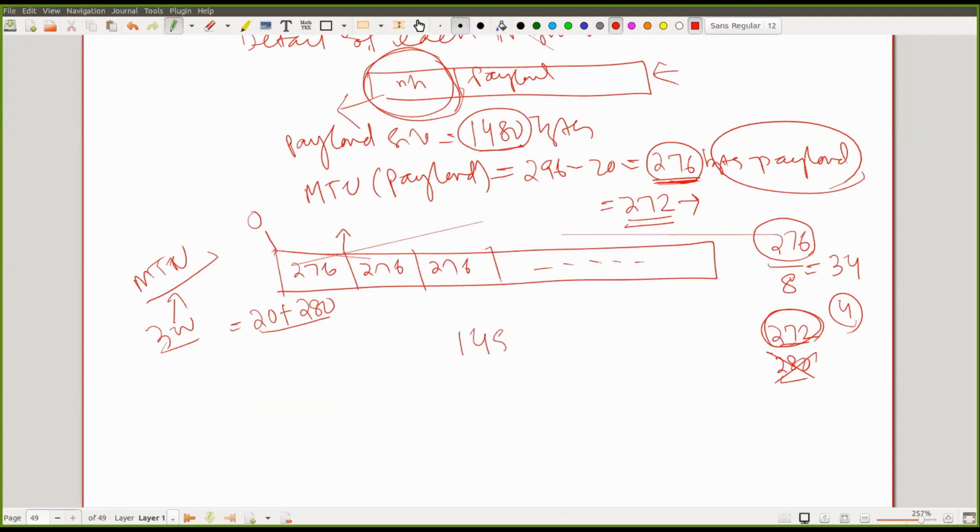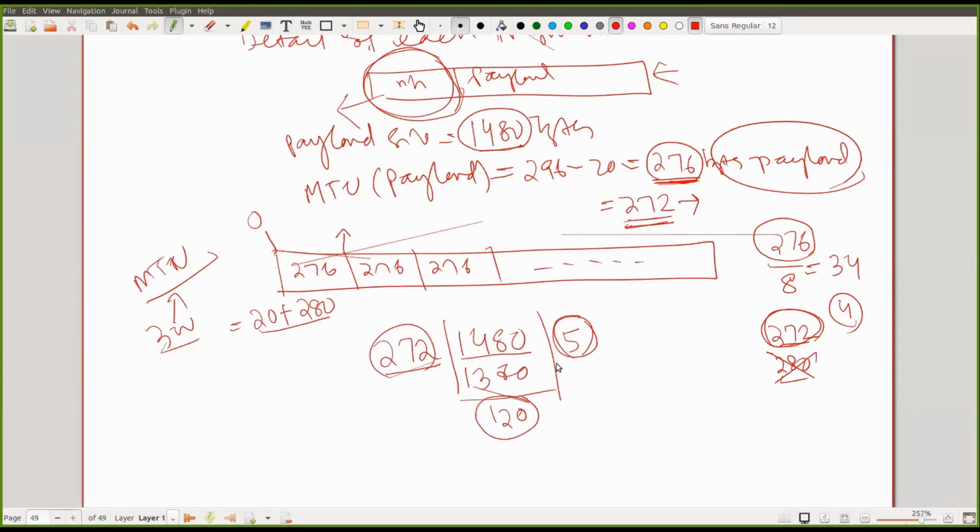So what is the total size of my payload? 1480. What is the payload of one fragment? 272. If I divide, it will tell me how many fragments I am going to prepare. The quotient is going to come as 5. So 5 means 1360. What you understood right now: the available payload at my end is 1480, and each fragment will carry a payload of 272. So that means 5 fragments of full capacity and the last fragment with a payload size of 120.